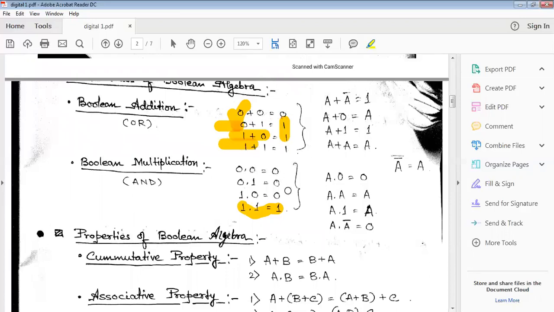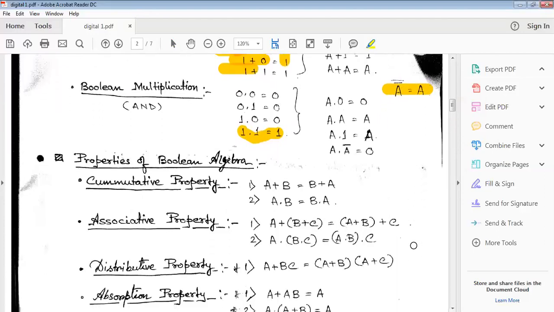Similarly, from this AND function we can conclude A dot 0 equals 0. If I make an AND operation of 0 and another variable, it will be 0. If I make an AND operation between the same variable, the output will be that one. A dot A equals A. A dot 1 will also be A, and A dot A bar, that is the complement and the variable, AND function will result in 0 output. And complement of complement will be A. These are some general rules.